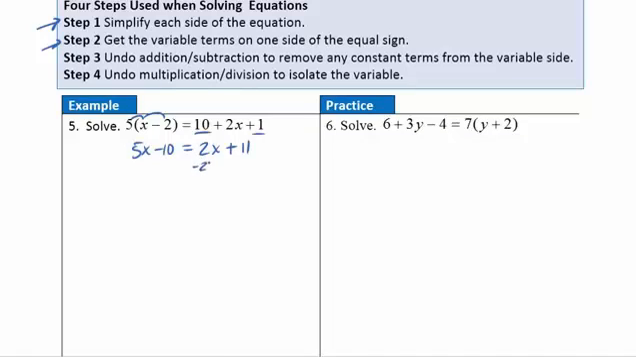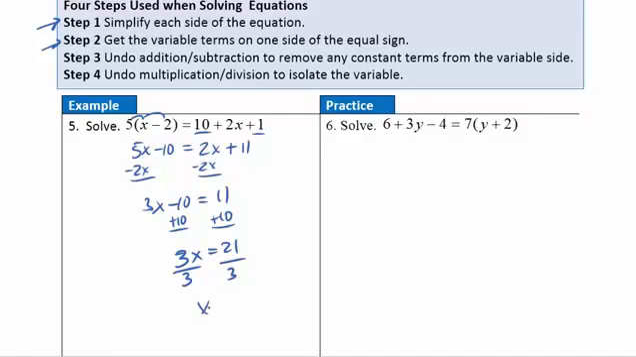I want to get rid of that smaller one. So I'm going to subtract 2x from each side. All right, then I would add 10. Then I would get 3x is equal to 21, and then we'll divide by 3 to get that x equals 7.